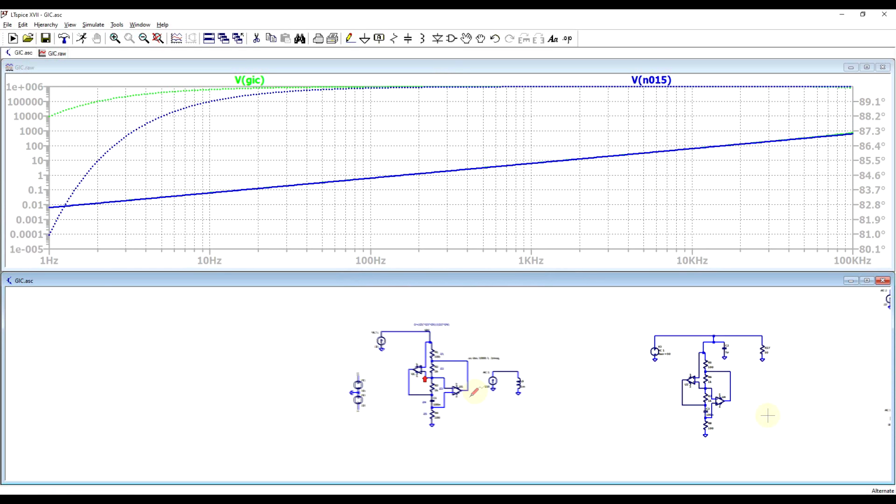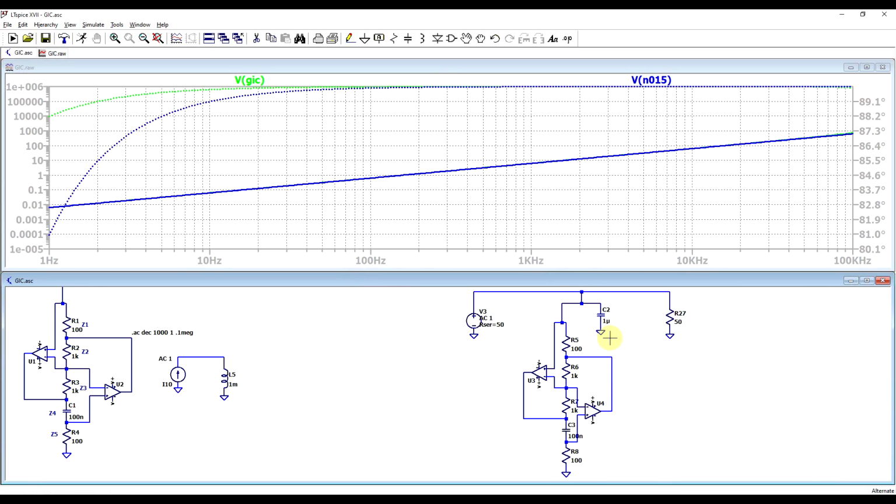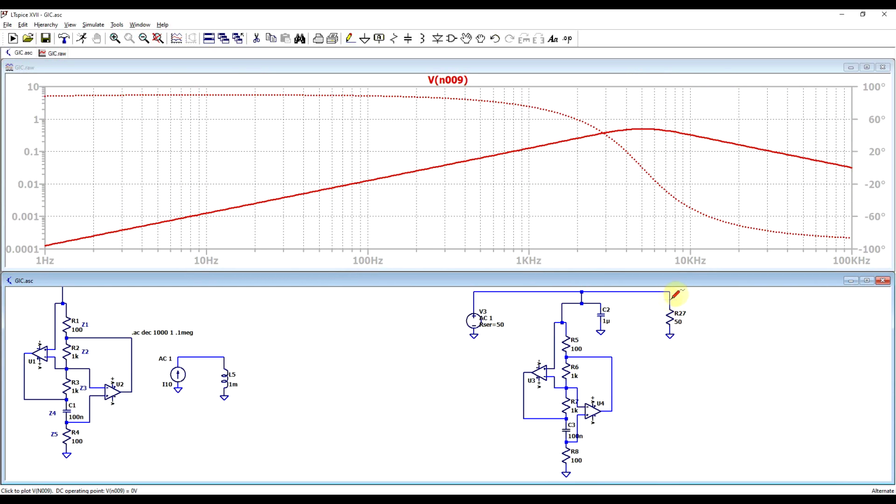So using this sort of circuit, if we also add a parallel capacitor, we can create a bandpass filter. If we look at the response, we can see the typical response. Amplitude increasing and then decreasing, and the phase behavior goes from plus 90 down to minus 90.